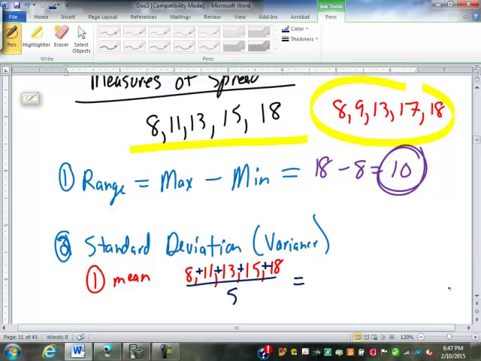There's 5 numbers there, so we're going to add them up and divide by 5, and we get a mean of 13.